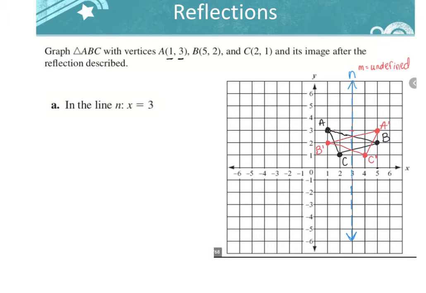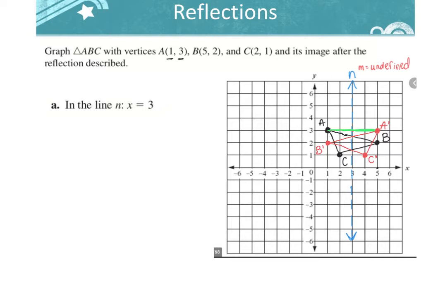Now, the reason I talked about slope, okay, was because if you were to draw a line segment from A to A prime, that would have to be the perpendicular bisector of that line. So let's say I drew this line right here from A to A prime. N is going to be our perpendicular bisector of this line segment AA prime, okay?